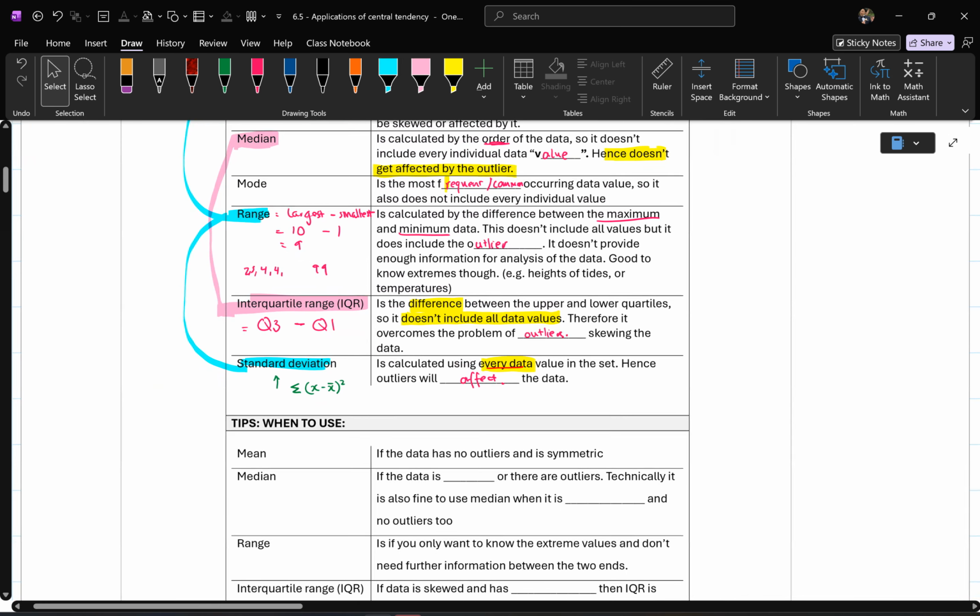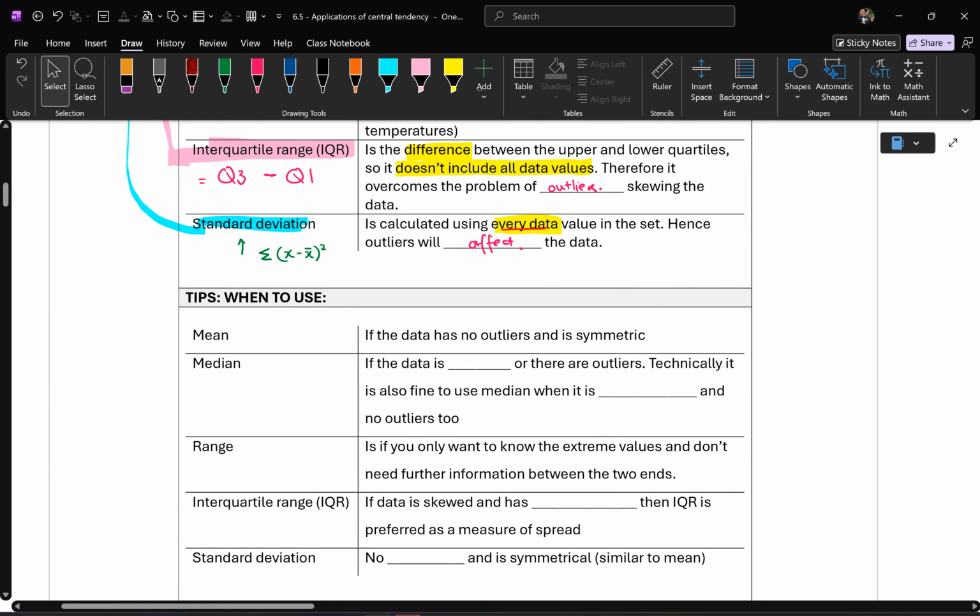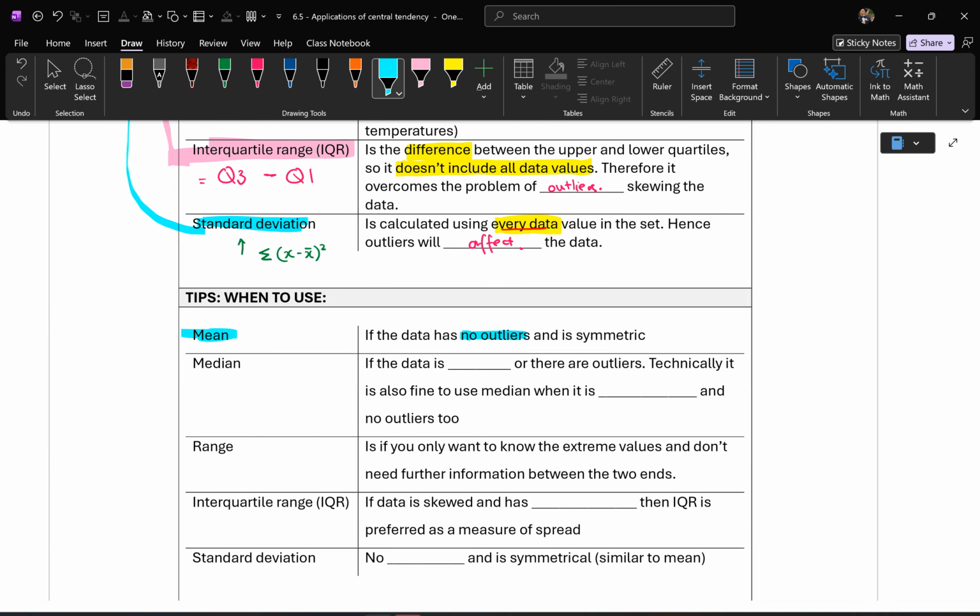All right. On the bottom. So when to use? Essentially, you use mean when there's no outliers. I'm going to highlight them. No outliers for mean. Range, no extreme values. Use the range. And standard deviation, same thing. No outliers. That's one of the key components. I'm color coding it for you to see.